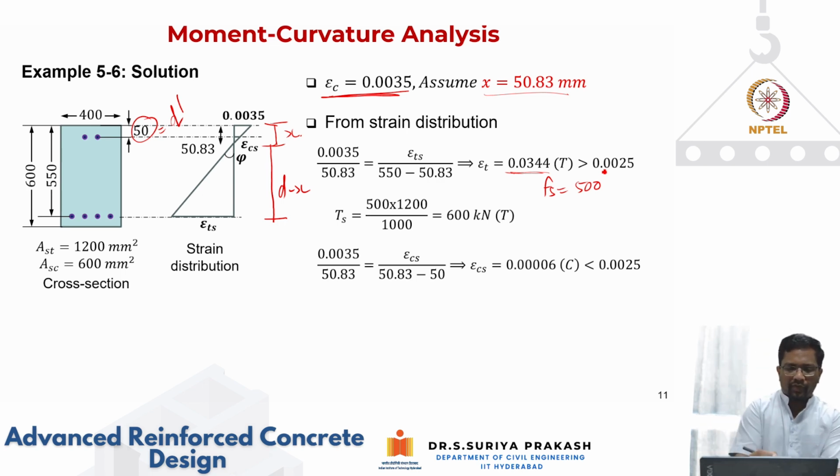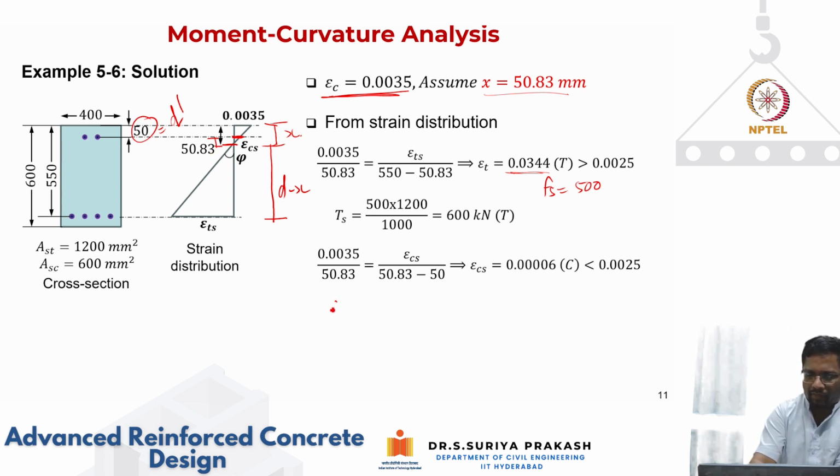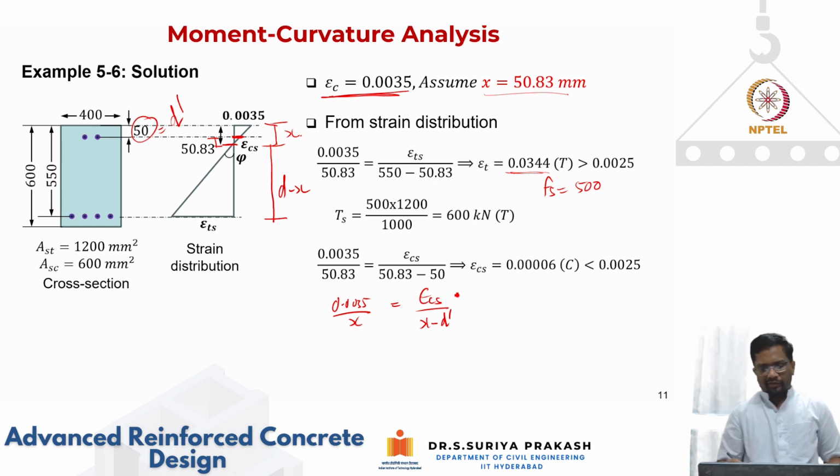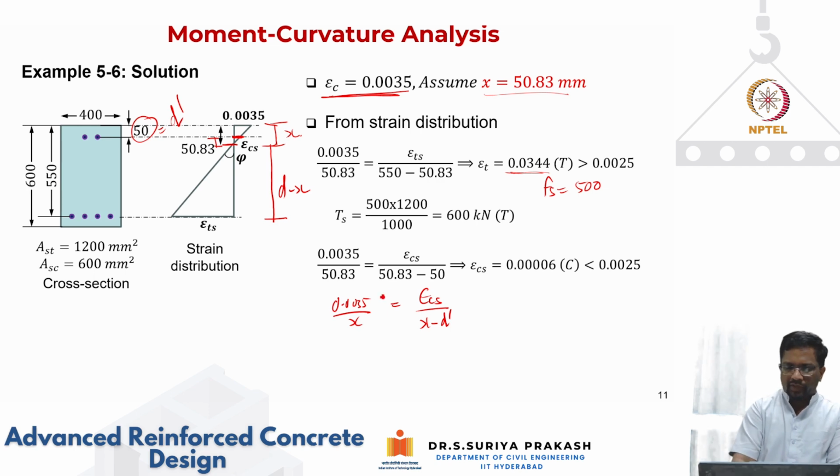Now, again, I need to find what is the level of strain on the compression steel. Now, how do we get that? From your similar triangle, what is this distance from here to here? It is nothing but your x minus d prime. So we can write that as 0.0035 by x should be equal to epsilon cs divided by the distance from the neutral axis, which is basically x minus d prime. d prime we are taking as 50 mm, which is the effective cover. So when you plug in these numbers, you get a very small strain.